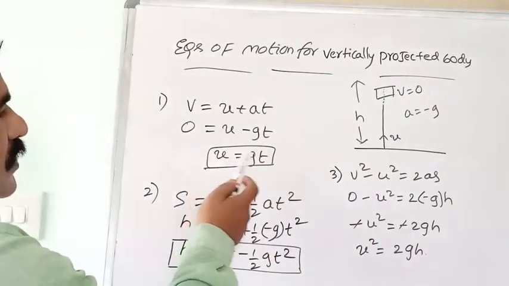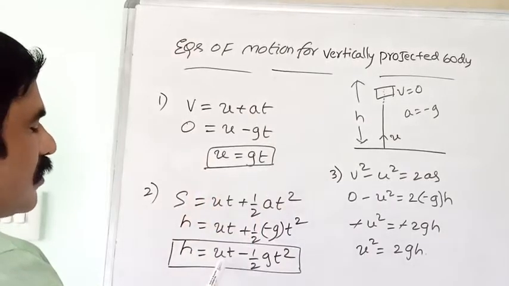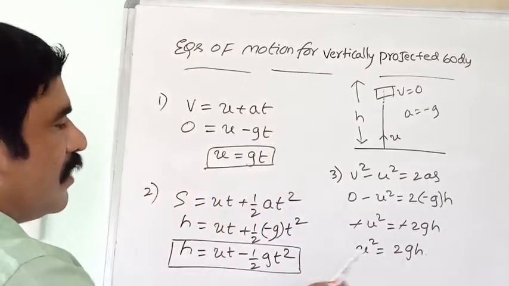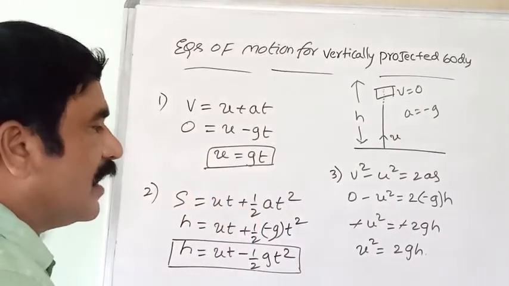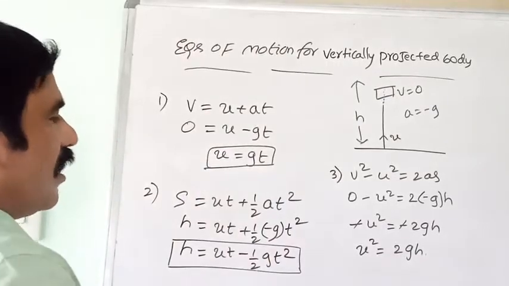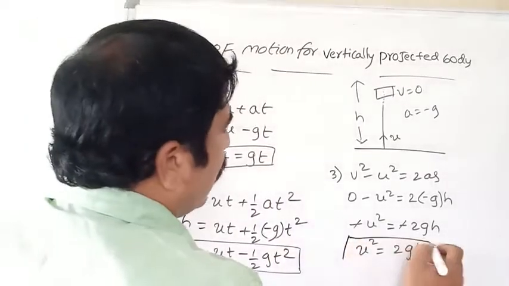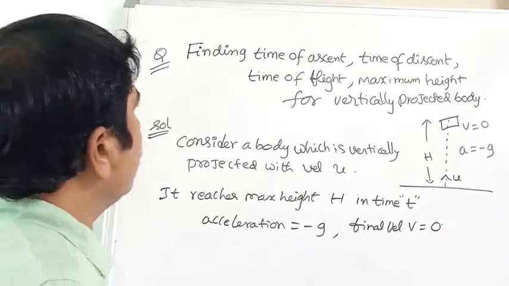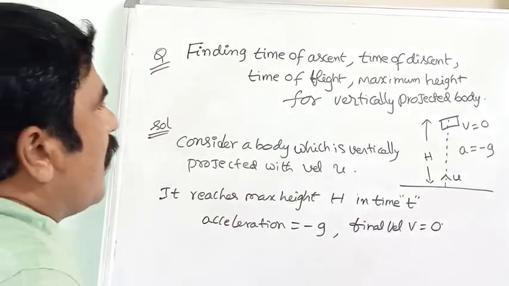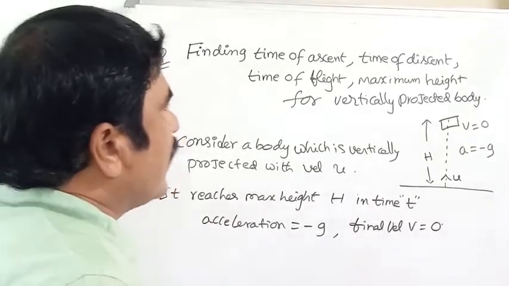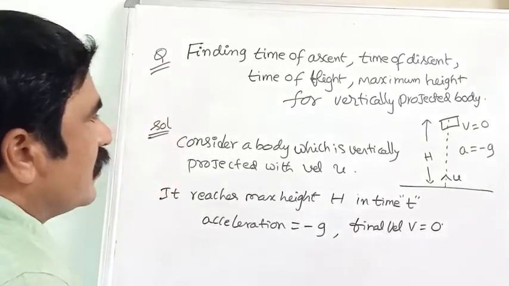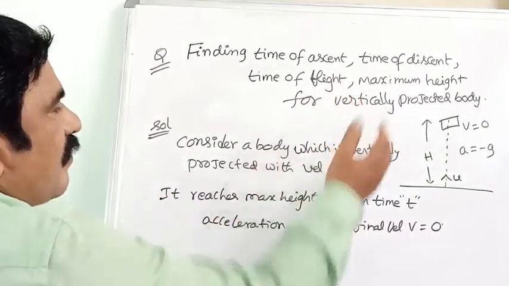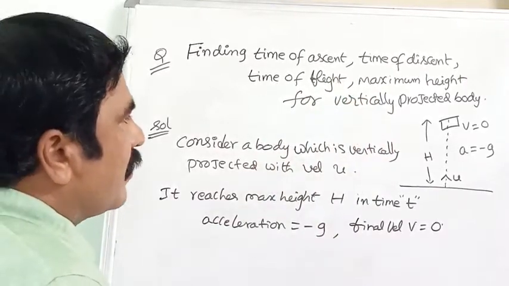Therefore u is equal to gt, h is equal to ut minus half gt square, u square is equal to 2gh. These are the three equations of motion for a vertically projected body. Say another question: finding time of ascent, time of descent, time of flight and maximum height for a vertically projected body.